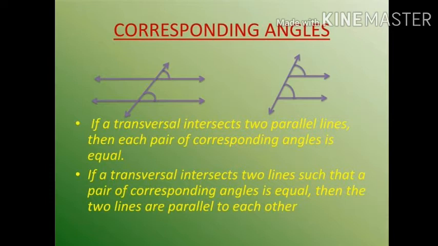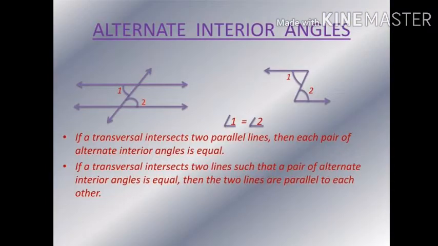parallel to each other. Alternate interior angles. In the given figure, angle 1 and angle 2 are alternate interior angles. If a transversal intersects two parallel lines, then each pair of alternate interior angles is equal. If a transversal intersects two lines such that a pair of alternate interior angles is equal, then the two lines are parallel to each other.